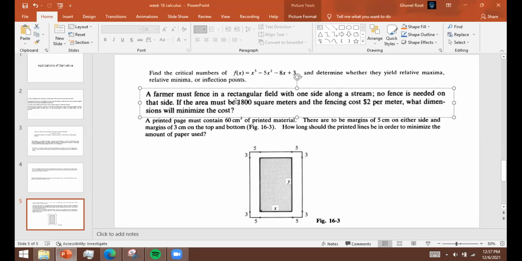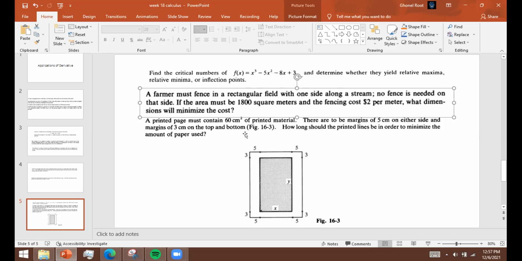So, next tayo. Next problem tayo. Okay? So, problem number 2. Ito. So, a farmer must fence in a rectangular field with one side along a stream. Syempre, di ba? Much better yung isang side mo is along a stream. No fence is needed, of course, sa side na yon. If the area must be 1800 square meters and the fencing costs $2 per meter, what dimensions will minimize the cost?